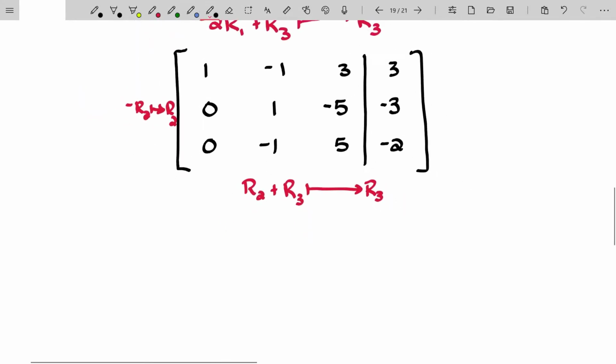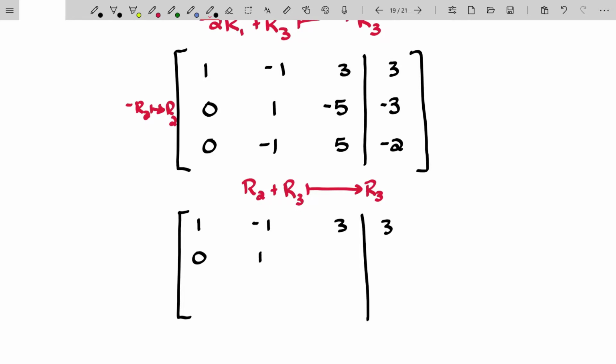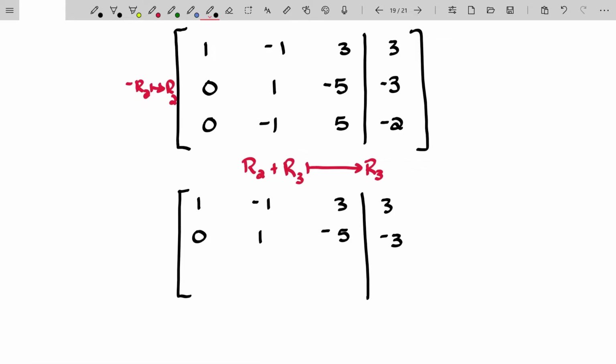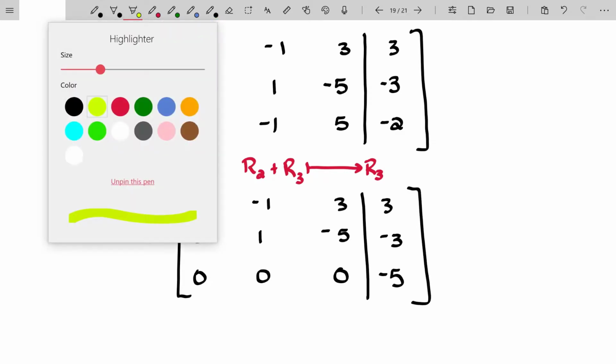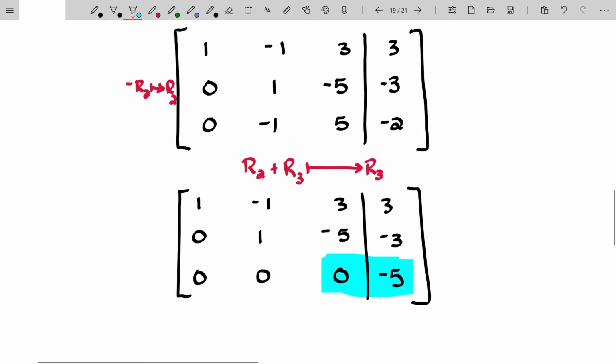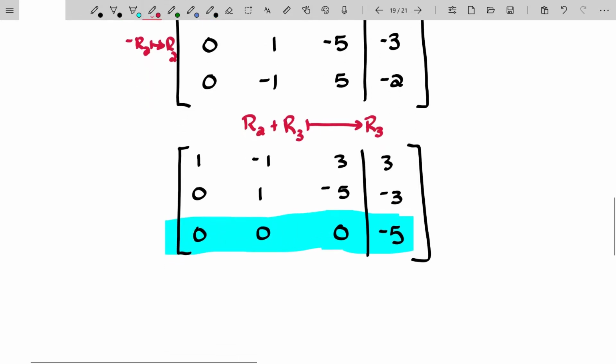Remember, rows 1 and 2 are not changing in this process, so they just become like this. 0, 1, negative 5, and negative 3. And let's see, row 2 plus row 3 is 0 plus 0, 1 plus negative 1, negative 5 plus 5. Ooh, that's kind of nice, right? And then negative 3 plus negative 2. And here is the issue, right here. Actually, this entire row, technically. That is telling us that 0 plus 0 plus 0 is equal to negative 5.